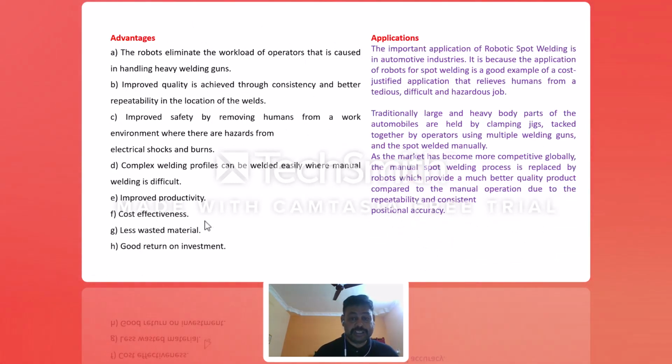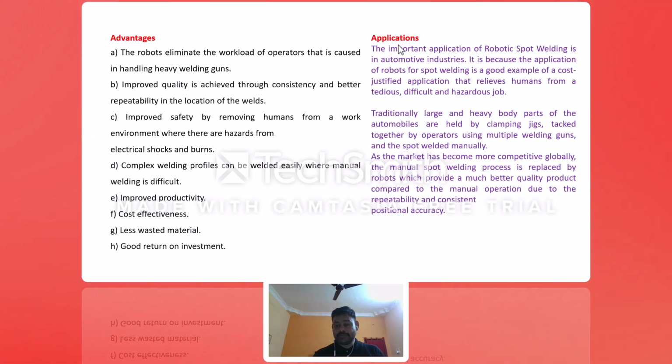Coming to the advantages and applications of the robot: it eliminates the workload of the operator, including handling heavy welding guns. Improved quality is achieved through consistency and better repeatability of weld location. Safety is improved by removing humans from a hazardous environment, so electrical shock and burning can be avoided. Complex welding profiles that are difficult to weld manually can be welded easily. Productivity and cost effectiveness improve, less material is wasted, and there is a good ROI, return on investment.